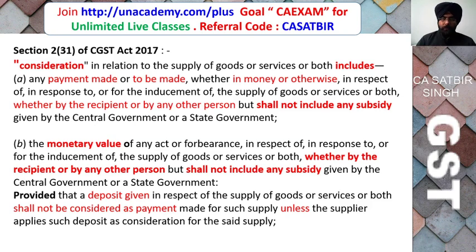So friends, now the government has said that in case of supply of goods, if advance payment is received, you are not required to pay GST at the time of receiving the advance, but only when you are supplying goods. But in case of services, you are required to pay GST even if you are receiving an advance for the services.